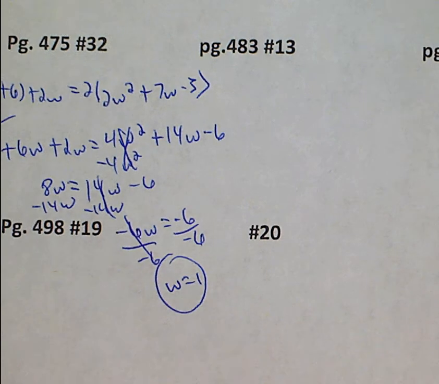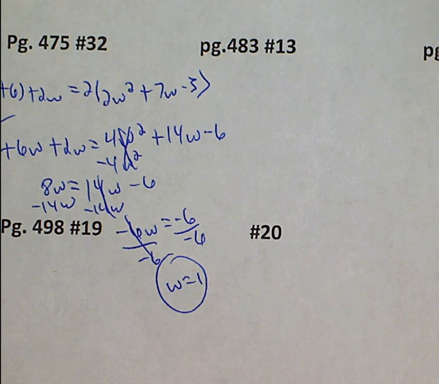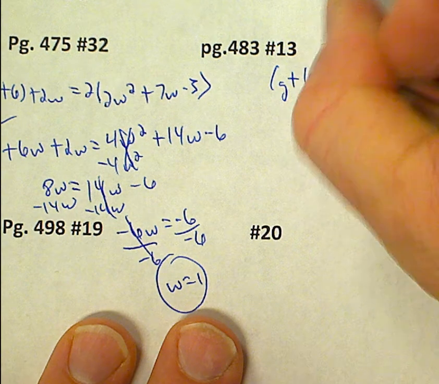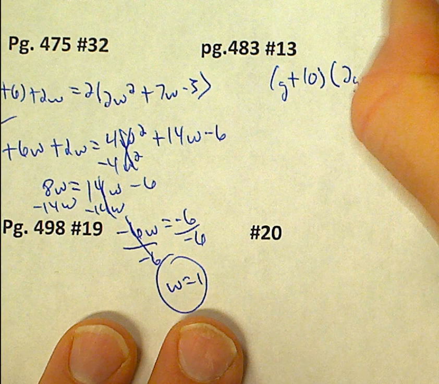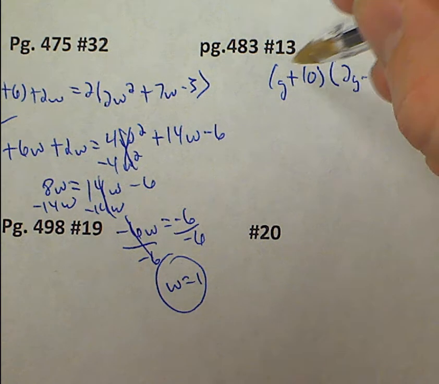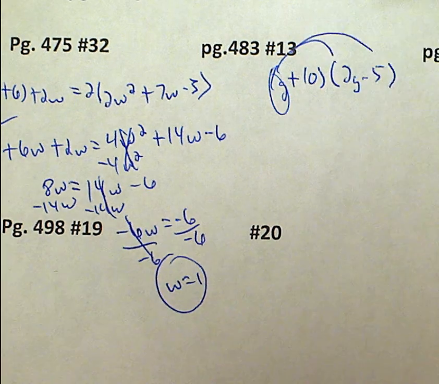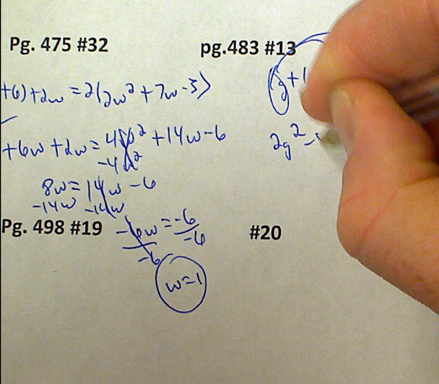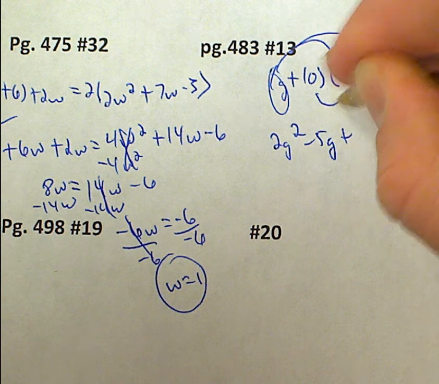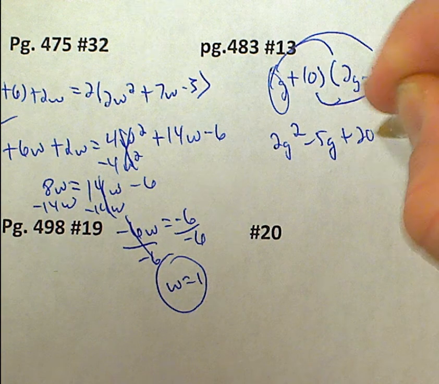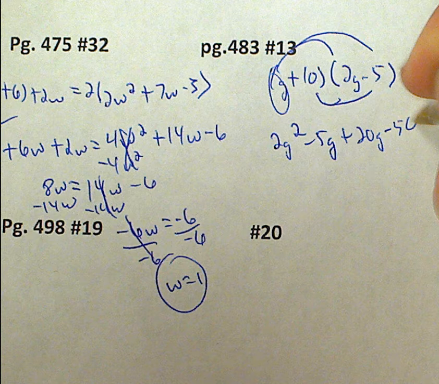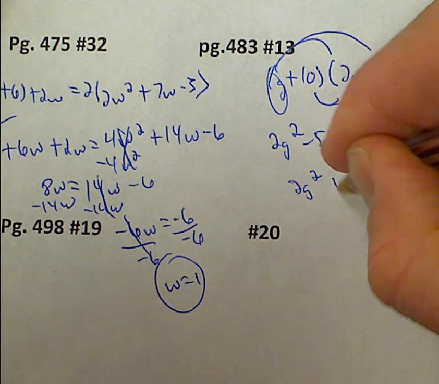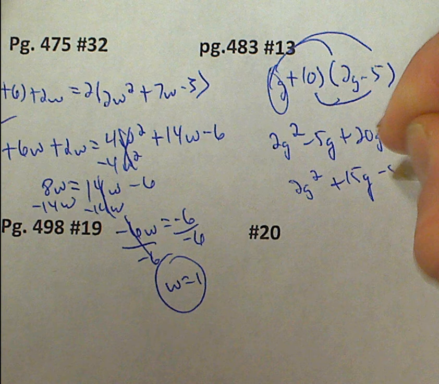Page 43, number 13. I'm given g plus 10, 2g minus 5. I need to take turns distributing to both. That'd be 2g squared minus 5g. Distribute the 10, 20g minus 50. So that's 2g squared plus 15g minus 50.